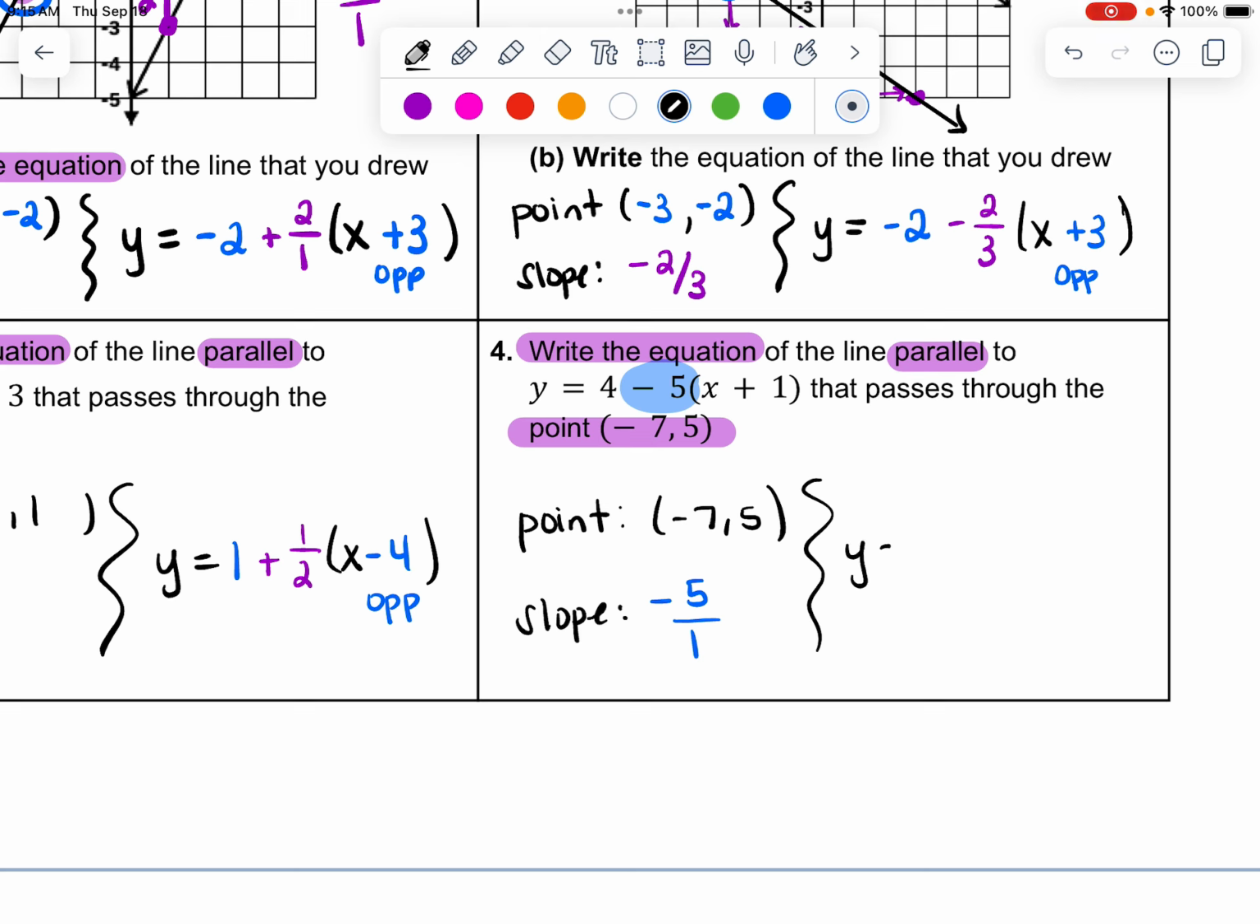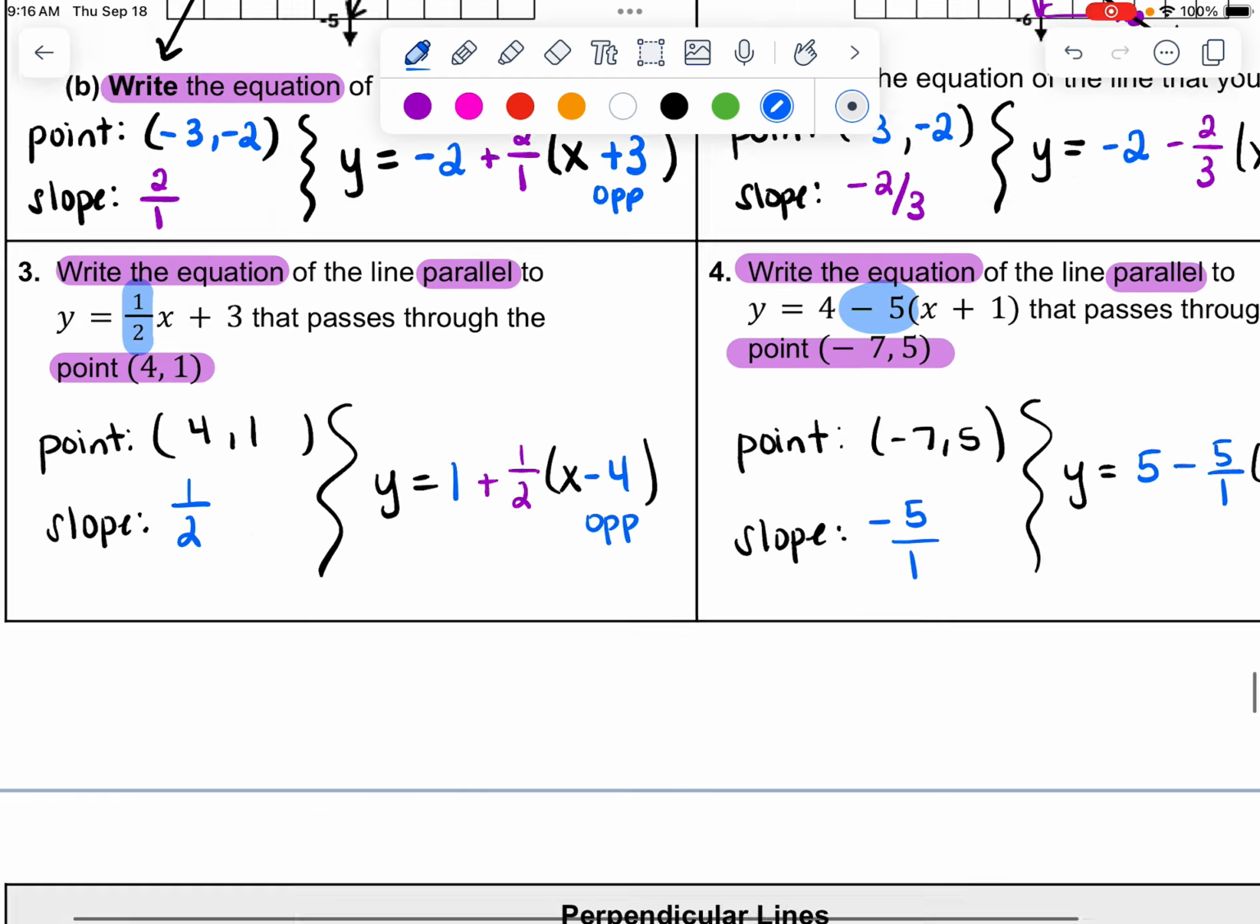Now I'm going to have y equals my starting y, which is 5, and then minus my slope number, which is 5/1, parentheses x, and then my x number is -7. So in the equation, it's going to be the opposite, and it's going to be +7. Okay, we've talked about parallel lines. We just steal and use the same slope to make lines parallel.